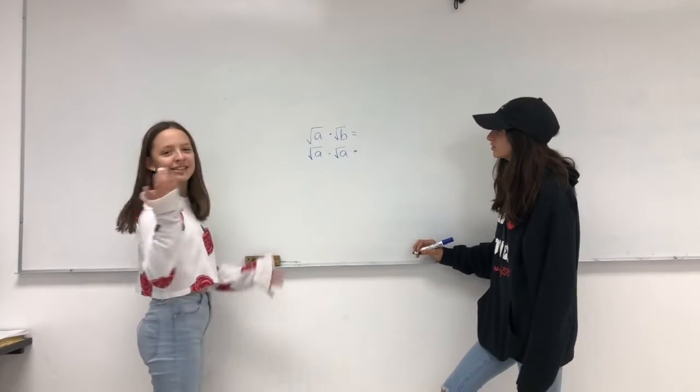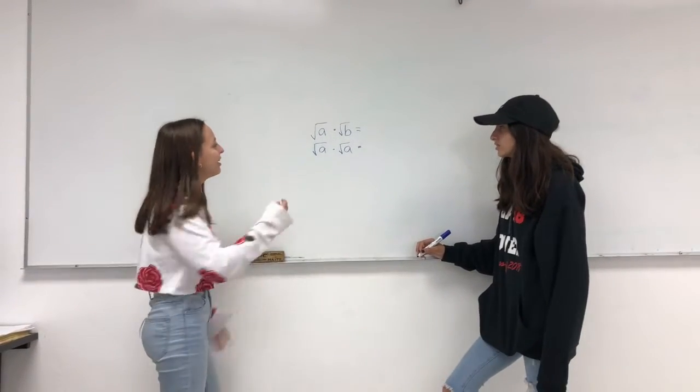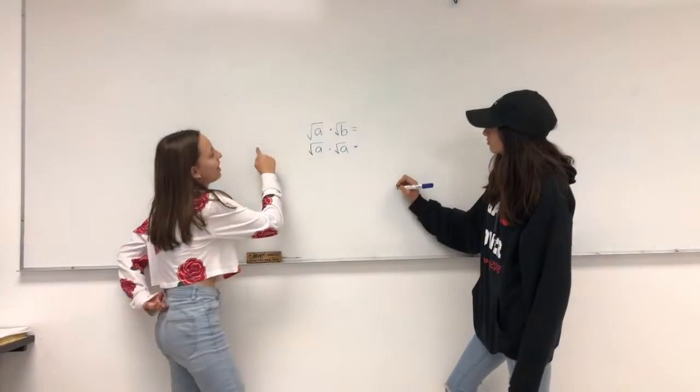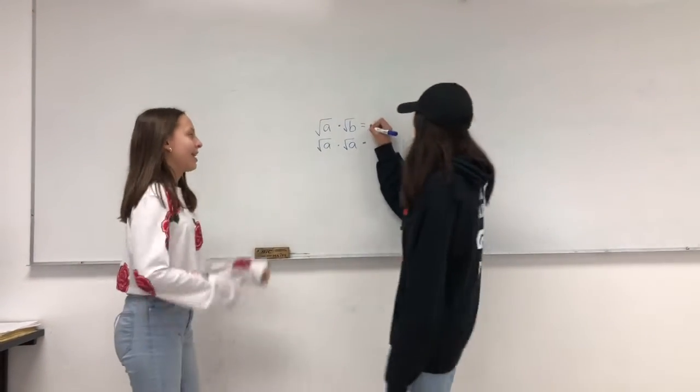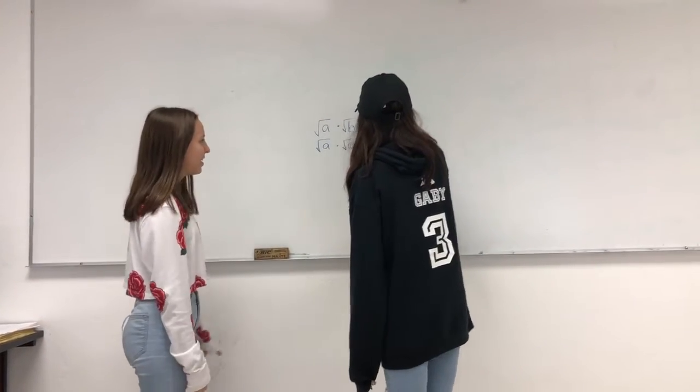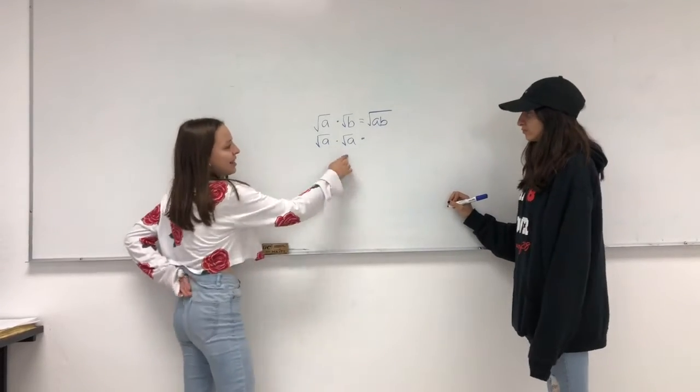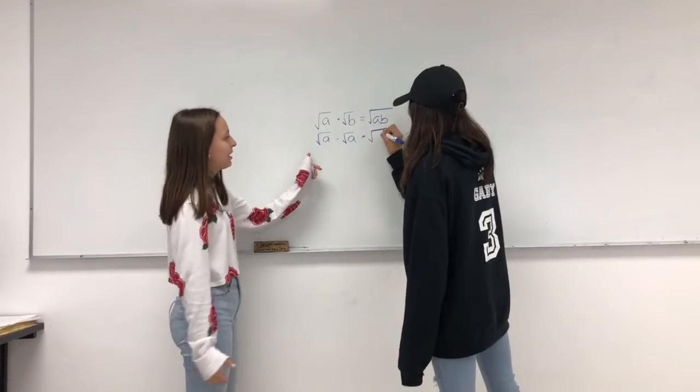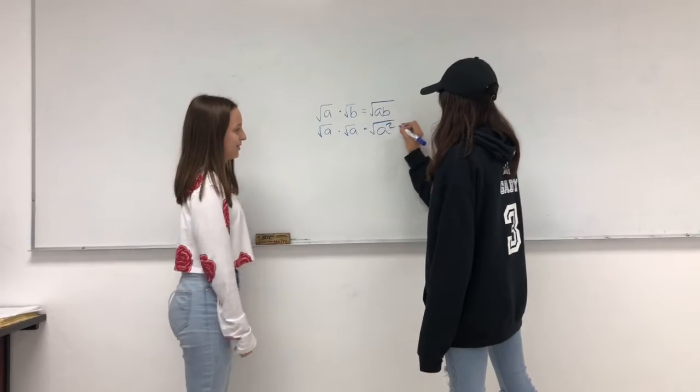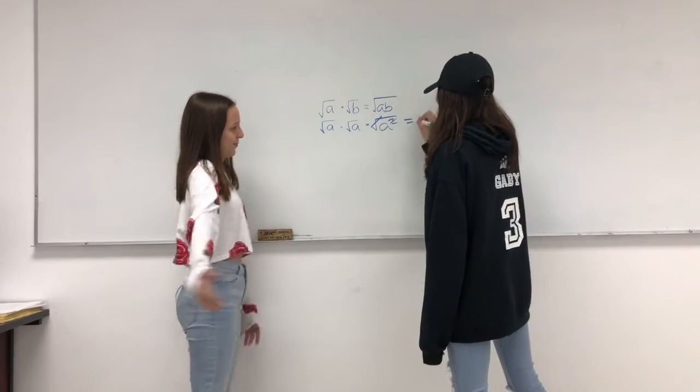When you multiply radicals, it's like when you multiply normally, but inside a radical. So a times b would be ab. And in this case, a times a is a squared, but it cancels with the radical, so you will only get an a.